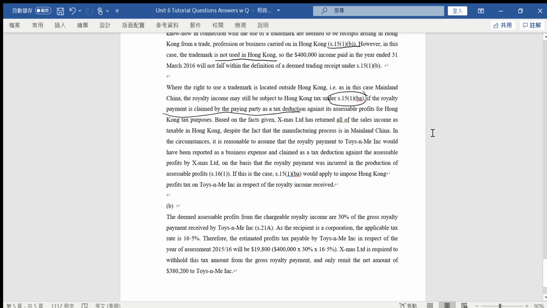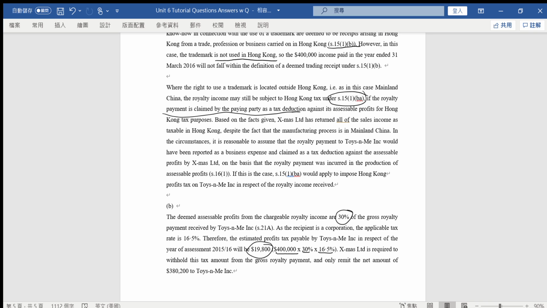And how to determine the amount? That will be the second part of the question. According to section 21, it will be 30% of the gross royalty payment received by TME. And in the year concerned, the tax rate is 16.5%. The receipt by TME is 400,000 in total. 30% of that, subject to the standard tax rate of 16.5%. Finally, you will find that TME is required to pay $19,800 to the Hong Kong government.